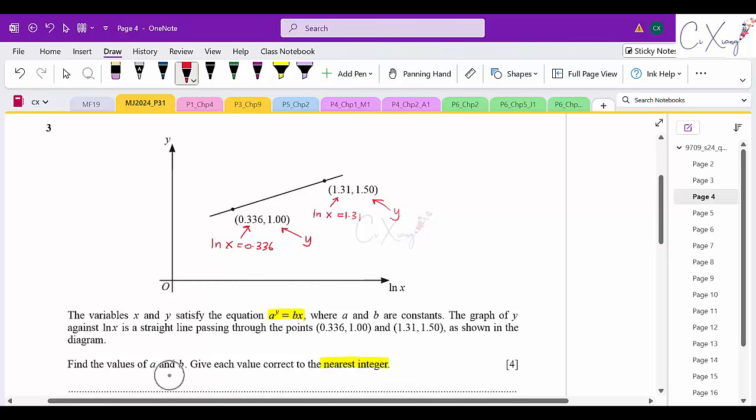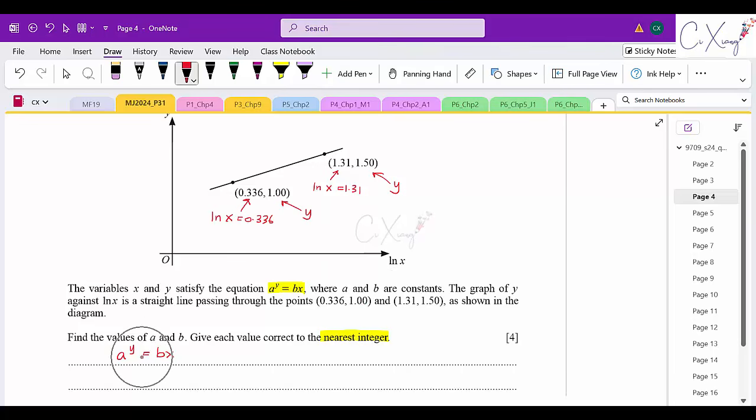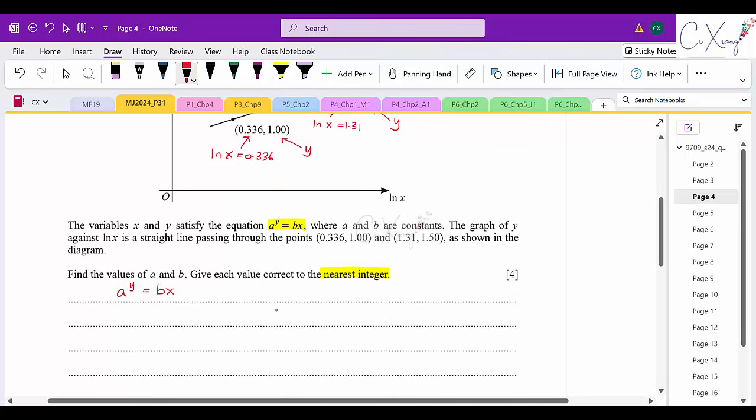To get the values of a and b, the original equation that we have is a^y = bx. How can I make this equation involve ln x? Because our graph provided is in terms of ln x and y. So if I want to find the values of a and b from this equation, it will be better if we can get something that has ln x in it. So the first step, we can take ln both sides.